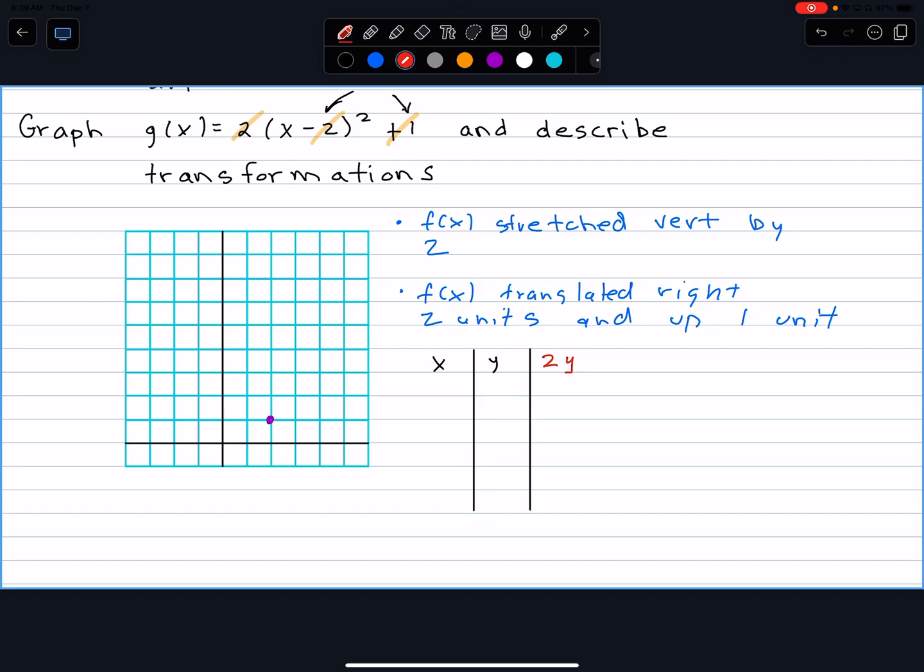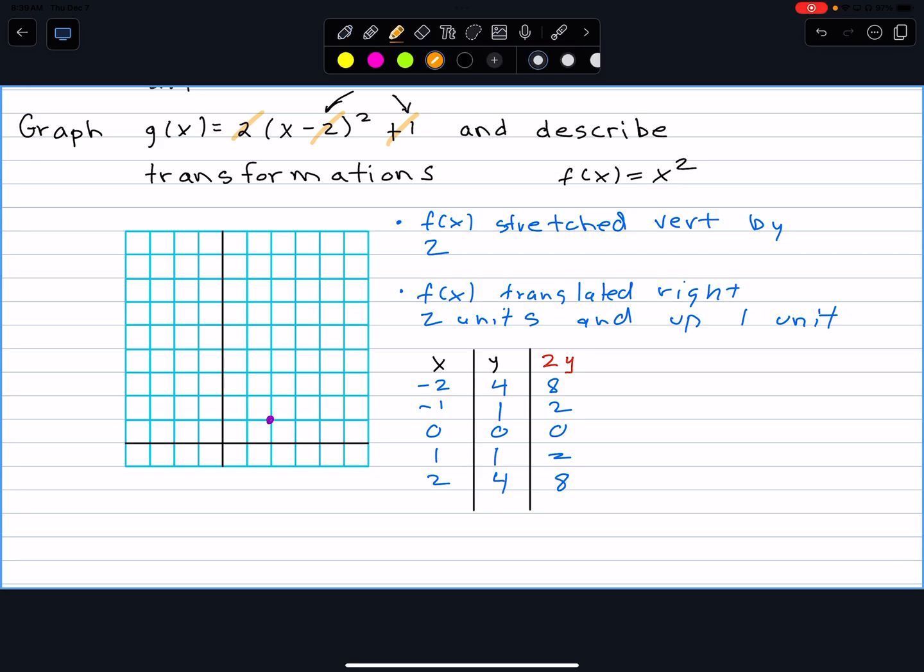Let's use our typical numbers. So I'm going to use -2, -1, 0, 1, 2. Our base function, our parent function, reminder, is just f of x equals x squared. So I'm going to square all those numbers. So 4, 1, 0, 1, 4. And then I'm going to apply the stretch. So I'm going to multiply all the y values by 2. From there, we're ready to graph.